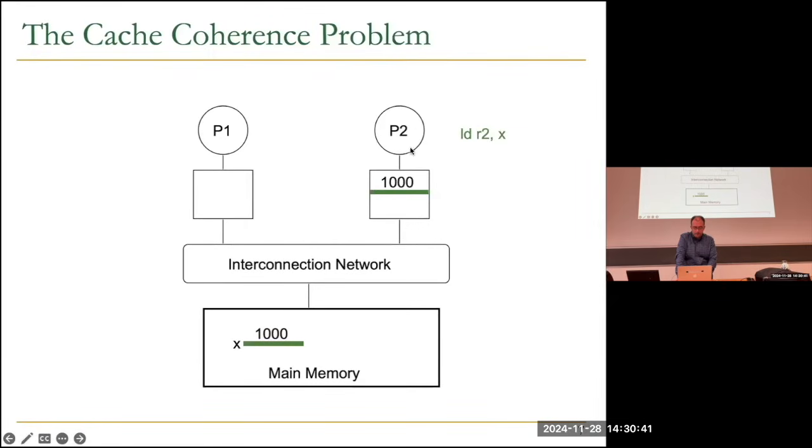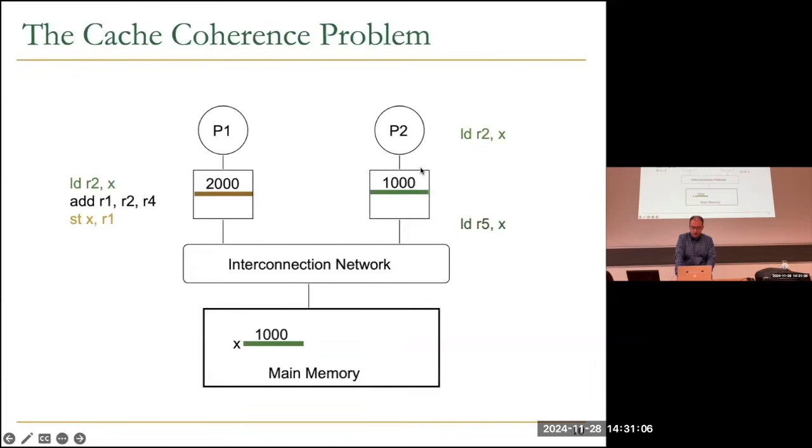Let's see with some examples. So processor 2 loads X value from the main memory to register 2, and assuming the value is 1000. After some time, processor 1 also loads that. Then processor 1 can update that to this value, 2000.